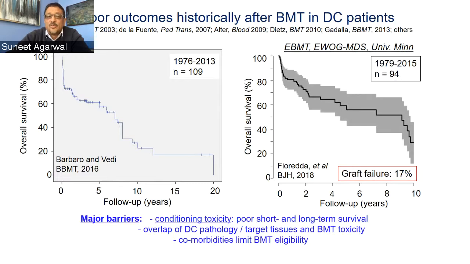But then further beyond that, the overlap of DC pathology in the liver and the lungs and the target tissues, the tissues that are targeted by conditioning toxicity and GVHD, lead possibly to the acceleration of onset of other non-hematopoietic disease and morbidity and mortality. It's also known that patients present sometimes simultaneously with both a hematopoietic and a non-hematopoietic problem, and those types of comorbidities limit BMT eligibility. So these outcomes and those types of comorbidities make bone marrow transplant a limited modality for therapy for these patients historically.